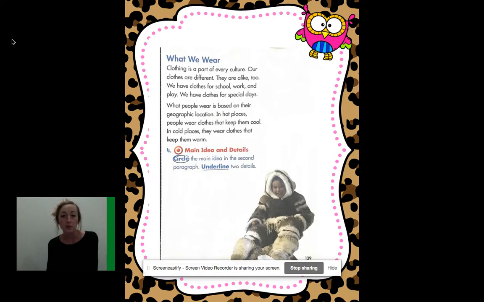Okay, number 4 is main idea and details. It asks on this one to circle the main idea in the second paragraph and underline 2 special details. So you're going to find the main idea, so that's what this section is all about that we just read, and then it wants you to underline 2 important details. So 2 things that you thought were neat.